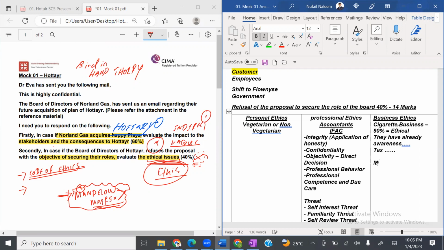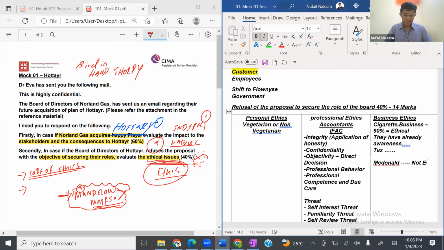So if I ask anyone, is McDonald's an ethical business? All will say yes. But actually, McDonald's is not ethical. Why? The reason is they have not made any awareness. No awareness made. Correct or not correct, students? Yes or no? Yes. No awareness made.